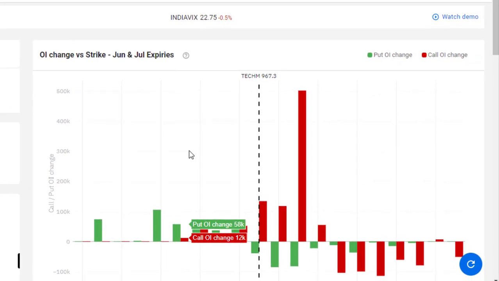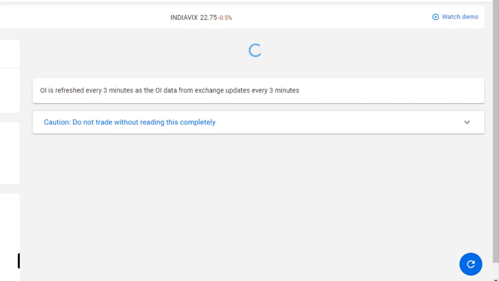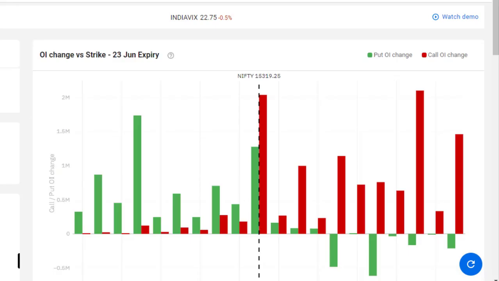So the founder of Sensibull himself says that the open interest data for stock options can be quite manipulated, so don't go by it, is what he says. But I've seen that it sometimes works. But let's go by the founder. You can use this for Nifty and Bank Nifty, although I use it for stock options as well.